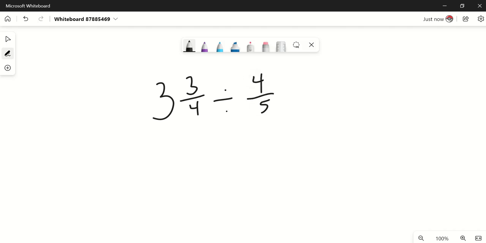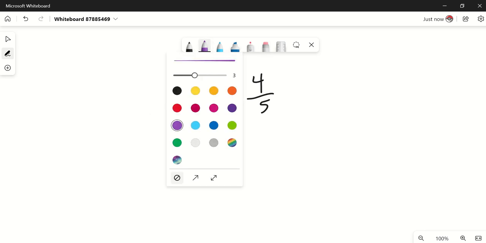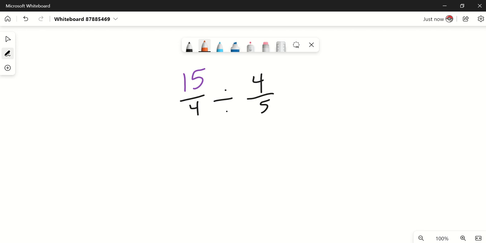Our 4/5 is going to stay the same because it is a fraction already. We are converting our mixed number. 3 times 4 is 12, plus the 3 will be 15. And now I have a division problem with 2 fractions.